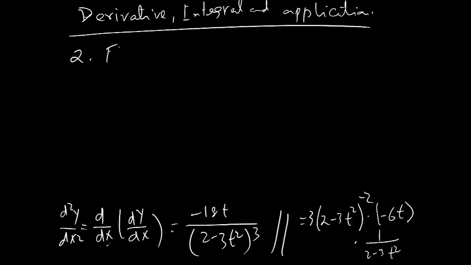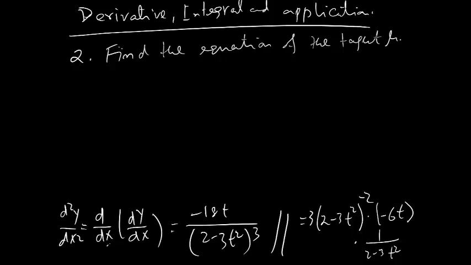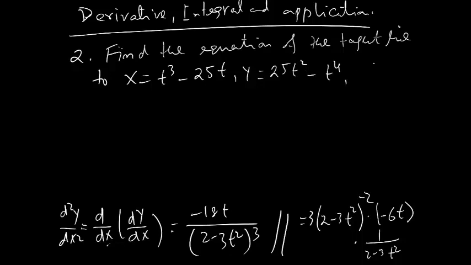so that we find the equation of the tangent line to the parametric form. Let me say x equals t to the 3 minus 25t, y equals 25t squared minus t to the 4 at t equals 5. So I need to find the equation of the tangent line.